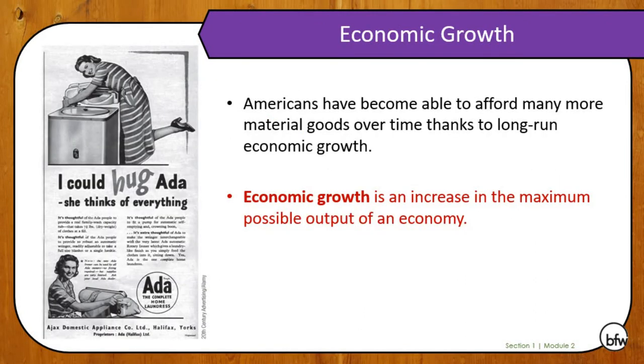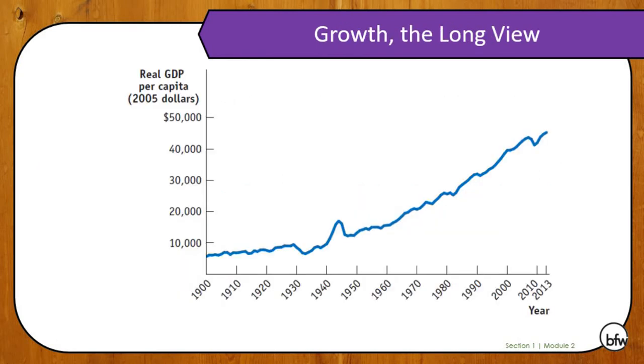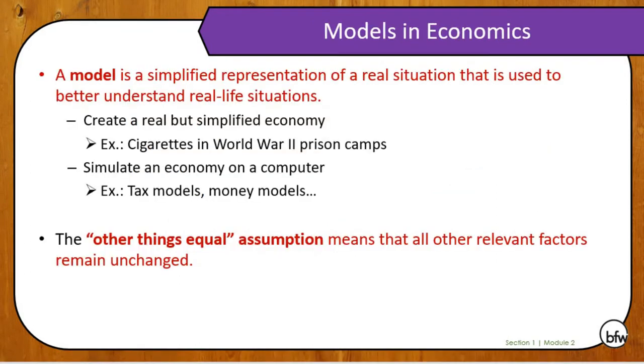Economic growth. Americans have become able to afford to buy many more material goods over time thanks to long-run economic growth. These products have not only gotten cheaper, but we have started earning more money, so we can buy more of them. Economic growth is an increase in the maximum possible output for an economy. As you can see, real GDP, we'll talk more about what that is later, but basically that's the measure of total output. You can see that it's gone up since 1900, and that even accounts for inflation.